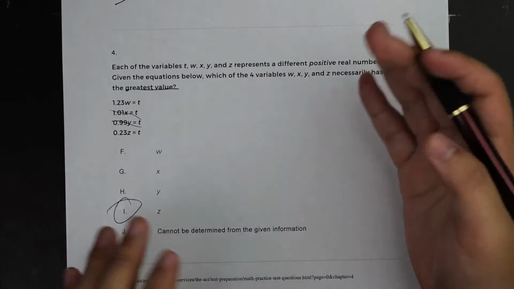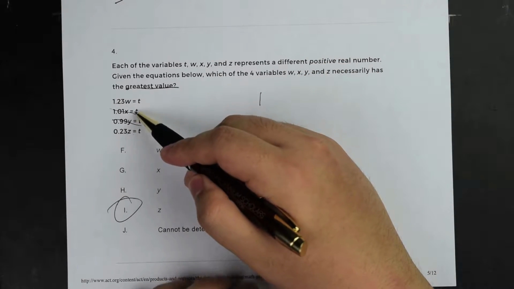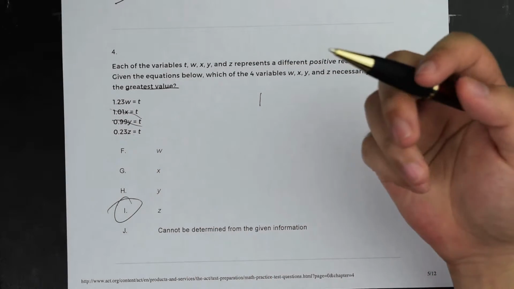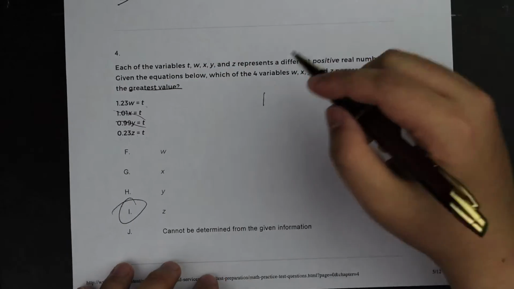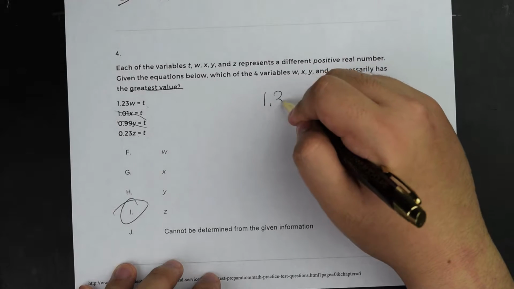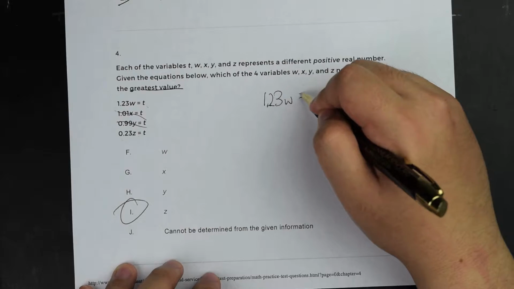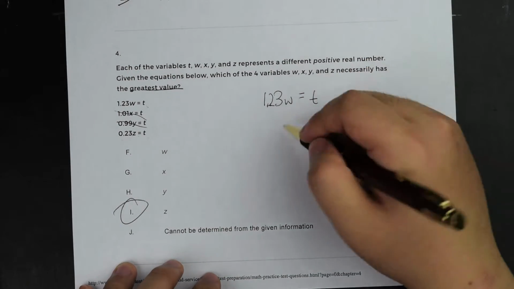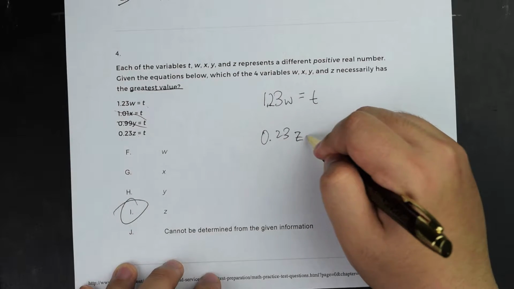Another way you could confirm that this is truly the case, and the reason why I slash out these two, is because they're not the extreme values. They're not really big or really small for percentile purposes. And so I knew right off that x and y wouldn't make sense. But a way you can check this is that first I'm going to copy down the 2 equations, the main 2 that I was discussing: 1.23w equals t and 0.23z equals t.